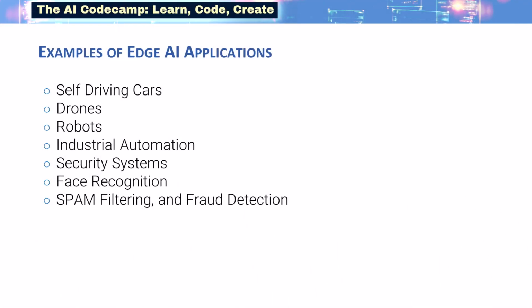Now that you have discovered how you can implement Edge AI with Delphi, here are some examples of what you can use it for. Self-driving cars, drones, and robots, since an internet connection very often is not an option at all. Similarly, industrial automation and security systems as well as face recognition often have to work completely offline. And finally, for security reasons, they're a good choice for things like spam filtering and fraud detection, as an example.